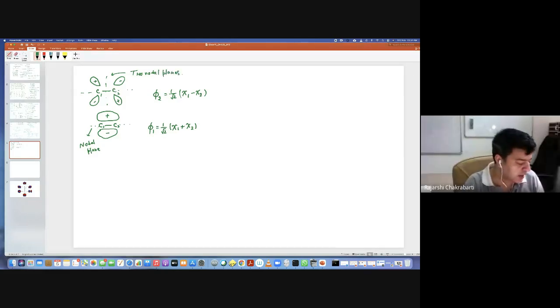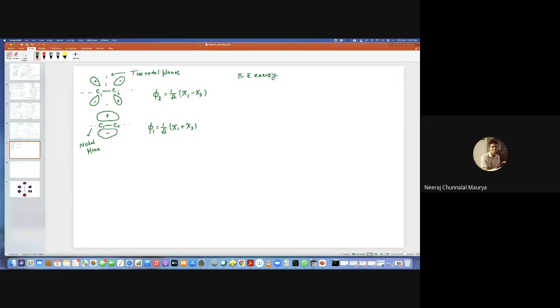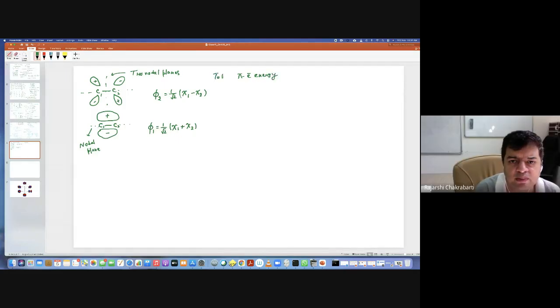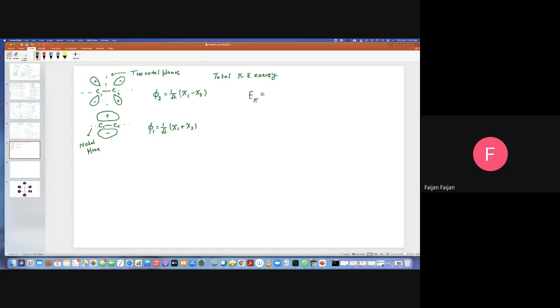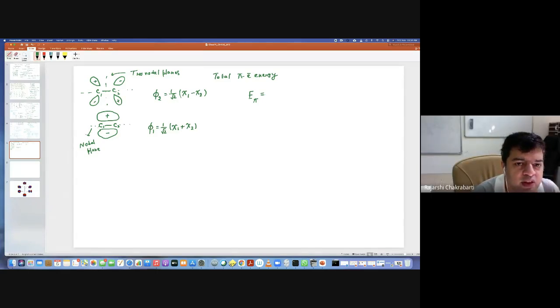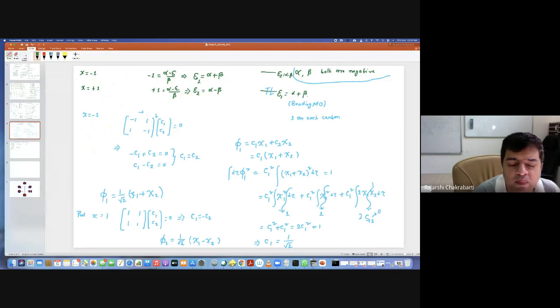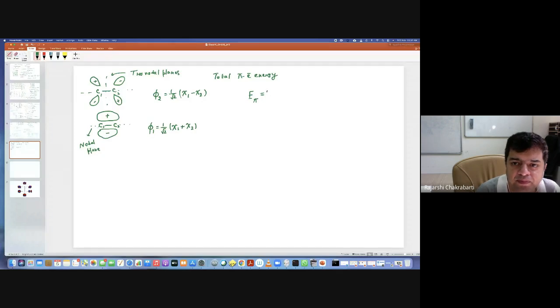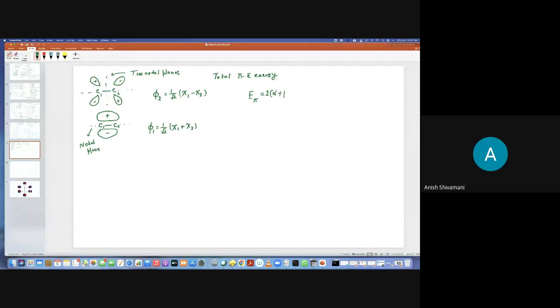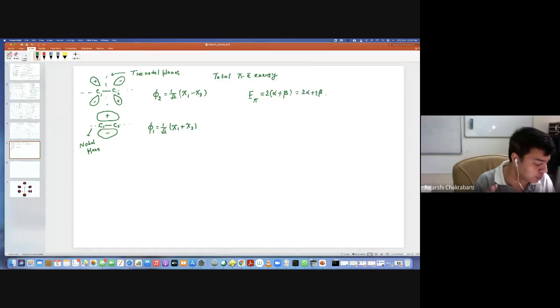So this is fine. So you're done with. Now what about the pi electron energy? Total pi electron energy. This is called E pi. Can you tell me what is this going to be? 2 beta? No. See, what is the MO? What is the energy of the MO? Alpha plus beta, no? For each electron it is alpha plus beta. How many electrons are there? It's 2. 2 into alpha plus beta. This is your total pi electron energy.